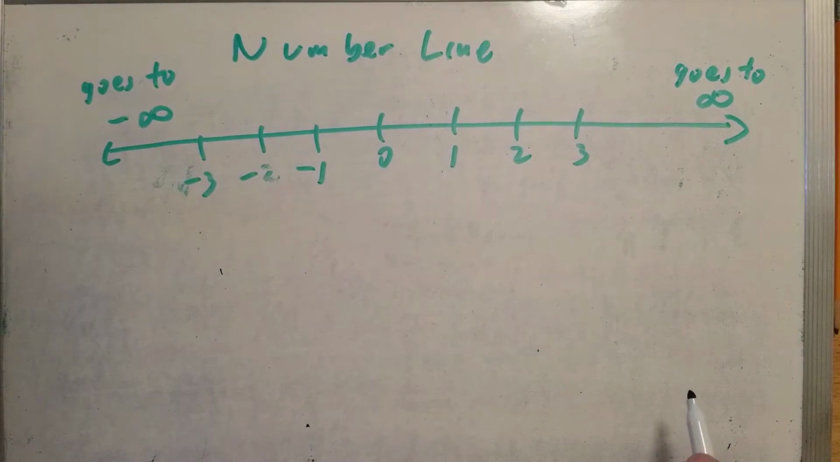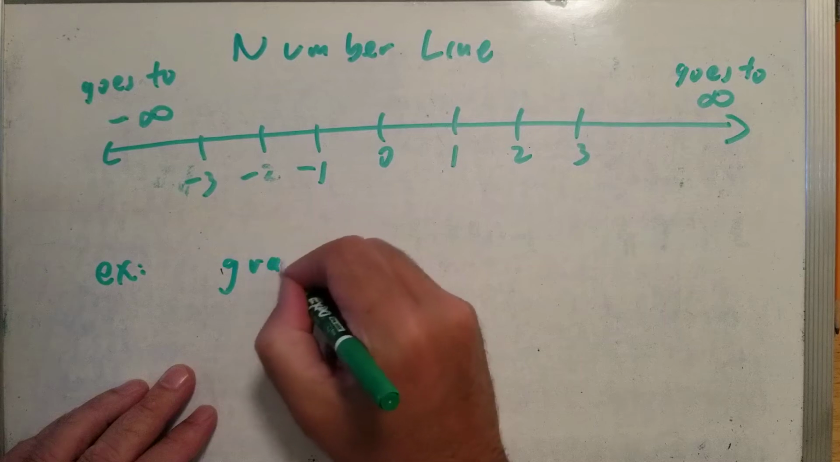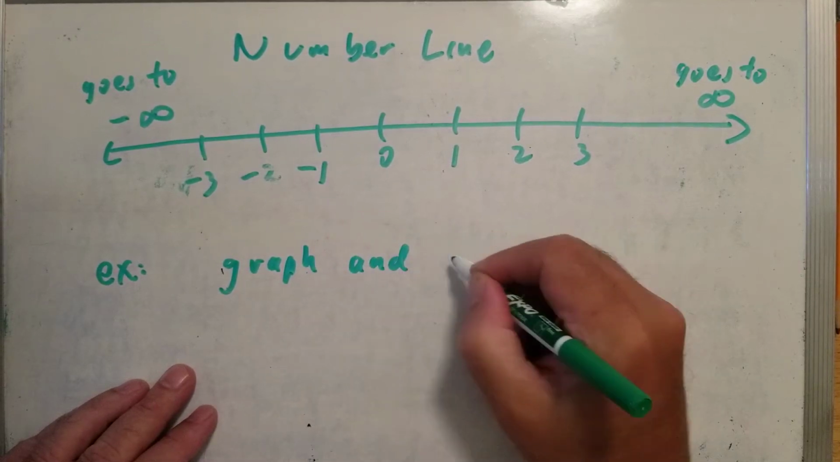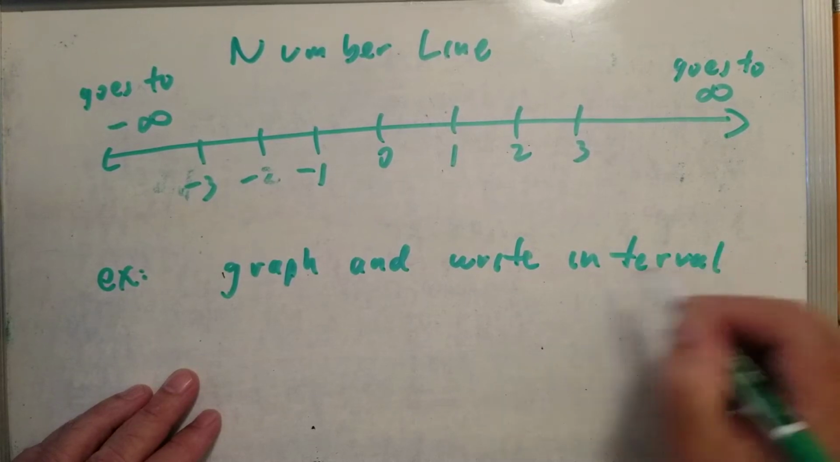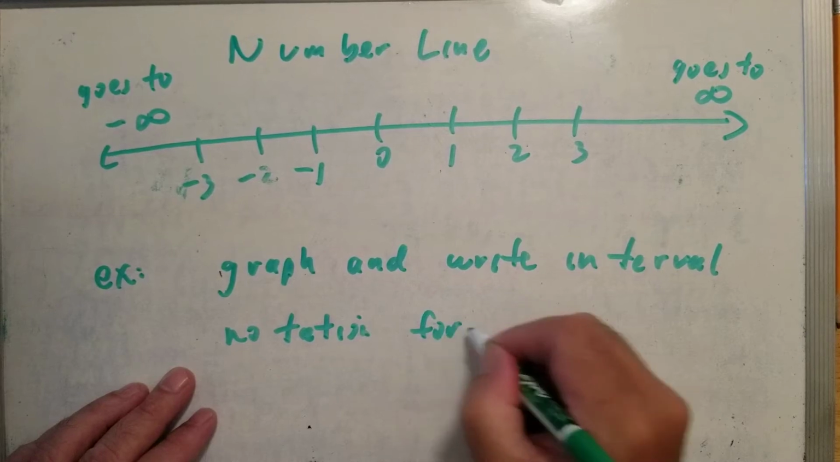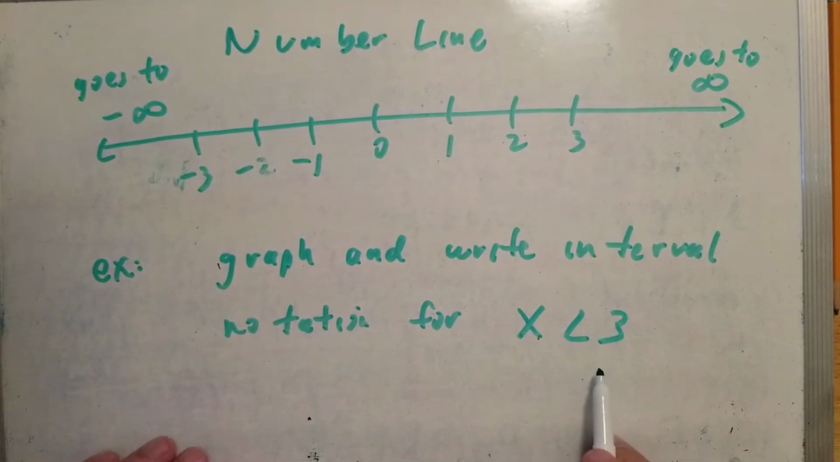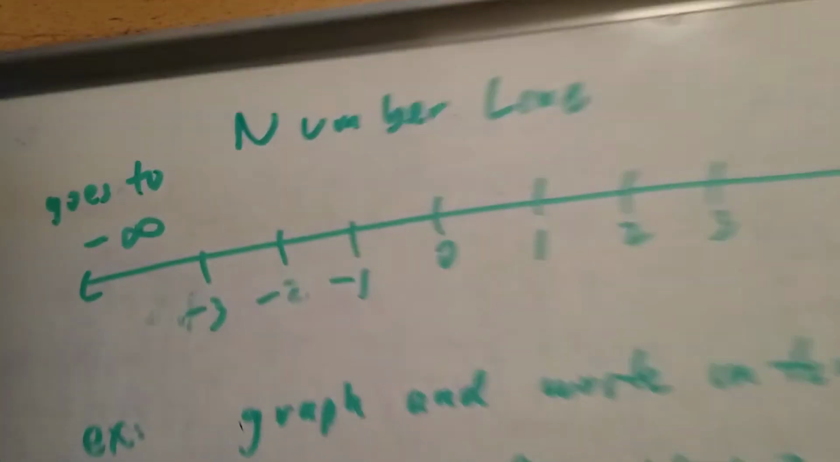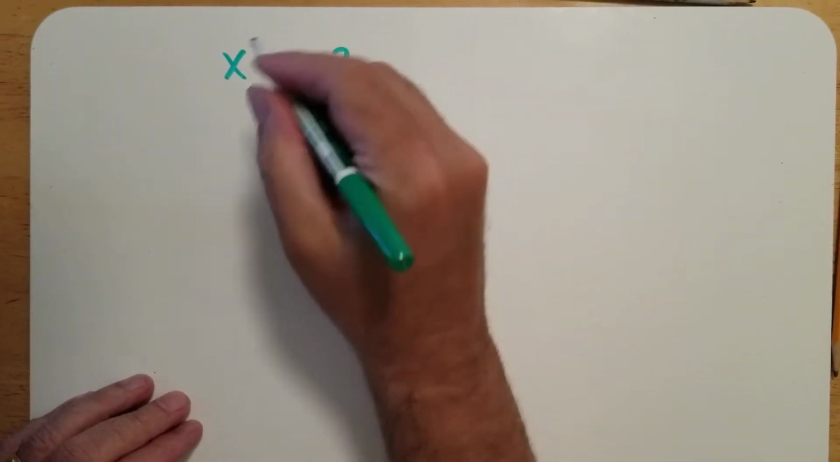So if I have an inequality, here's an example. Suppose I say graph and write interval notation for x less than 3. So what part of the number line is where x is less than 3? So it's x is less than 3.